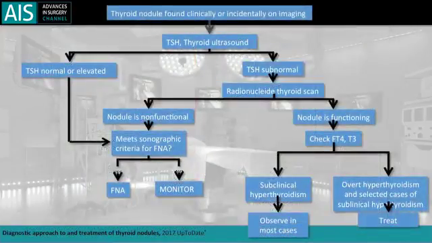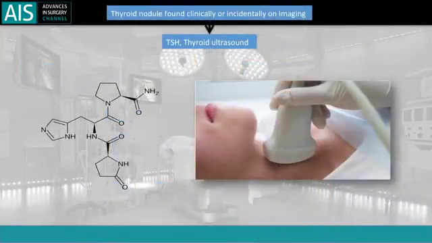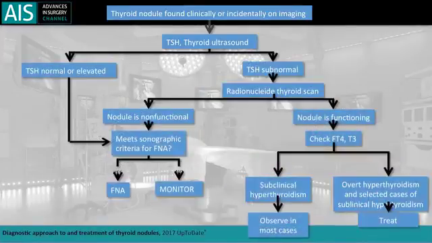In summary, if we find a thyroid nodule, the next step is to measure TSH and perform an ultrasound of the thyroid gland. If TSH is normal or elevated, we should analyze the sonographic criteria for fine needle aspiration, FNA. If TSH is subnormal, we should perform a radionuclide thyroid scan to evaluate the functionality of the nodule. If the nodule is non-functional, we should analyze sonographic criteria for FNA, but if the nodule is functional, we have to measure free T4 and T3 and with the result evaluate the conduct and treatment.